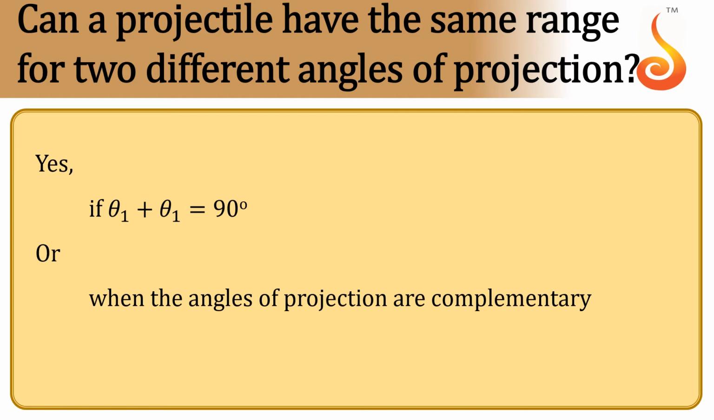Can a projectile have the same range for two different angles of projection? Yes. If the sum of two angles is 90, or when the angles of projection are complementary for the given velocity, then two projectiles will have the same range. Let us see.